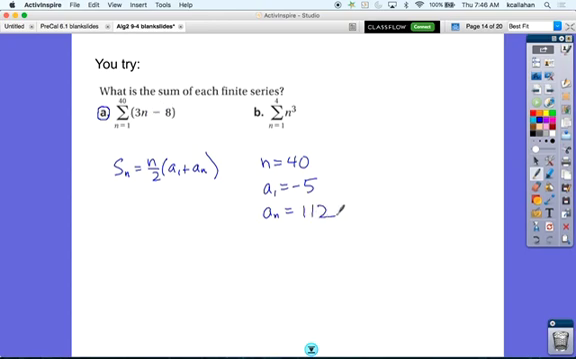So plug in those 3 numbers. S40 equals 40 over 2 times -5 plus 112. Now, if you're doing this with your calculator, at this point you could just put that in the calculator just like it is. You don't have to show all these intermediate steps. I will. 20 times 107. Okay, which should be, let's see, 2 times 107 should be 214, so it should be 214 with a 0 on the end.